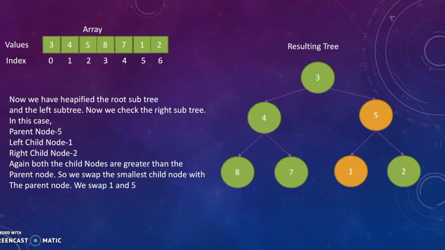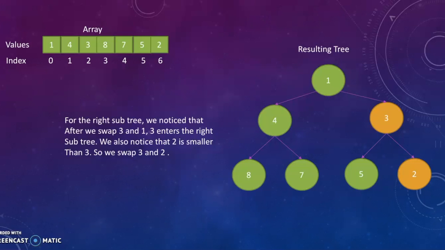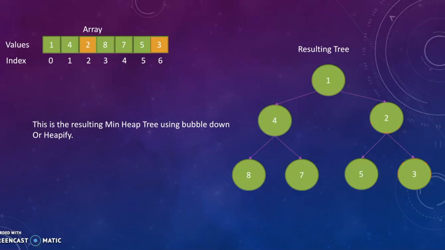Now the left subtree is heapified, and now we go to the right subtree. Over here we see that 5 is greater than 1, so we have to swap the 1 and 5. Now the right subtree has been heapified, but since we swapped 1 and 5, we have to look at all the subtrees now. In the root subtree, we see that 1 is smaller than 3, so we have to swap them. This affects the right subtree as well, so we have to swap 3 and 2. Hence, we finally get our min heap tree by checking all the subtrees. We have noticed that the root subtree, the left subtree, and the right subtree have been heapified.